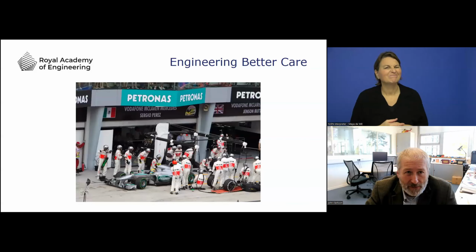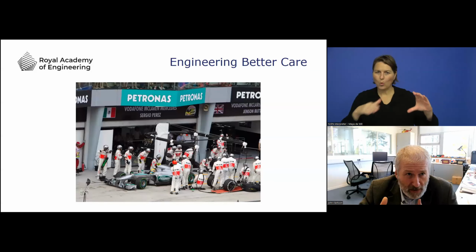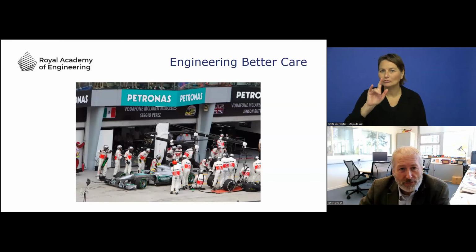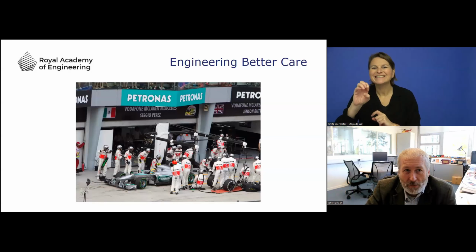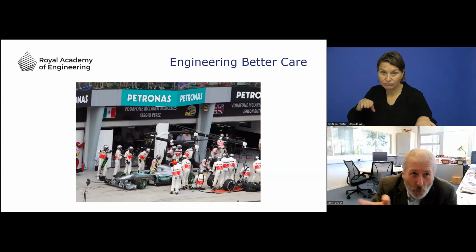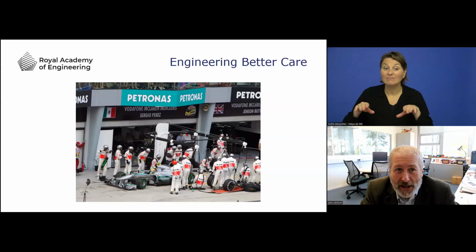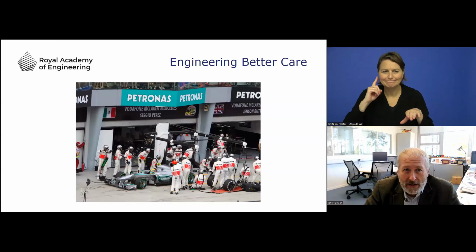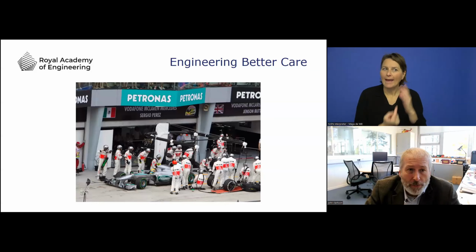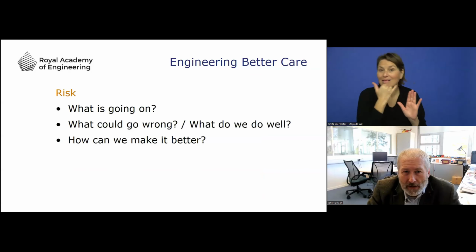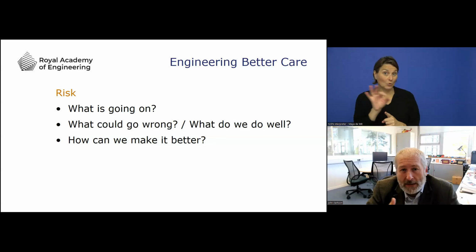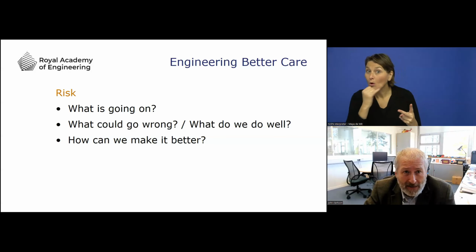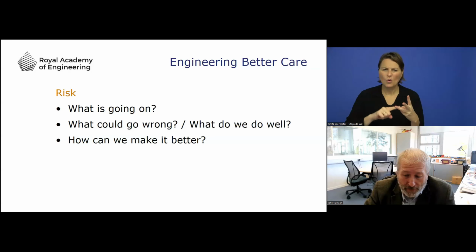We have Lewis Hamilton, 2013 in Malaysia. He's been racing with McLaren, and he's just changed to race with Mercedes. And he comes into the pit in the race, and he stops with McLaren. And they just wave him along down to Mercedes. So people make mistakes. So how do we then help them, help the system to accommodate that? So the questions, what is going on? What could go wrong? Or what do we do well and how do we make it better? Those questions from the risk from before.